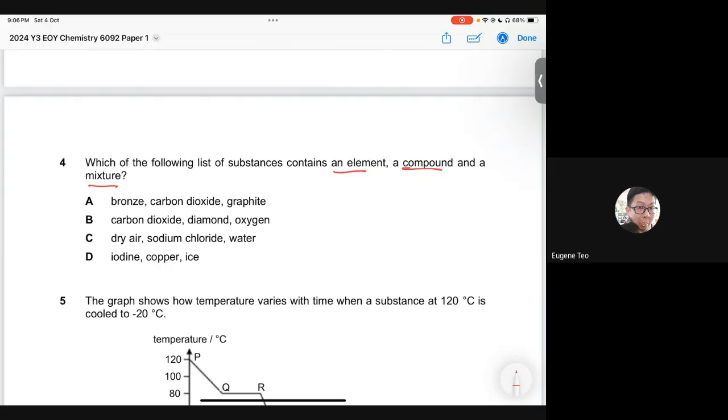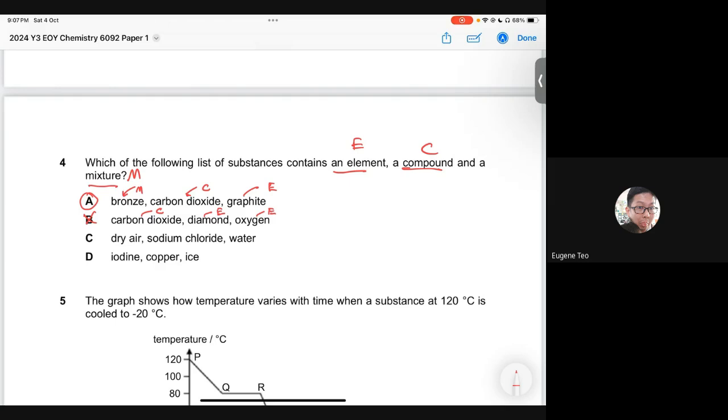Okay, so let's start. So bronze, first thing is, I'm going to put E, C, and M. So I'm going to classify. Bronze is a mixture, carbon dioxide is a compound, graphite is an element. So first cut, once I look at this, then A is the answer. But let's look at some of the other options. So carbon dioxide is a compound. Diamond is purely carbon, so actually it is an element. Oxygen, obviously, is also an element because it's not mixed with 2 or more elements, right? So therefore, B cannot be the answer because there's no mixtures inside here.